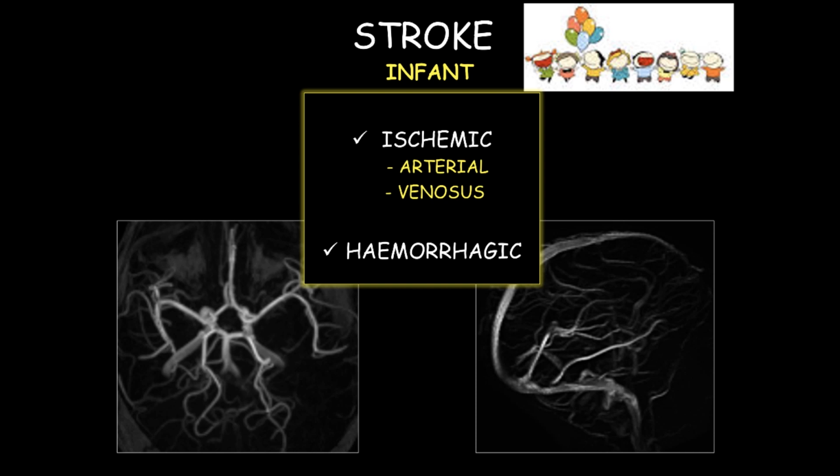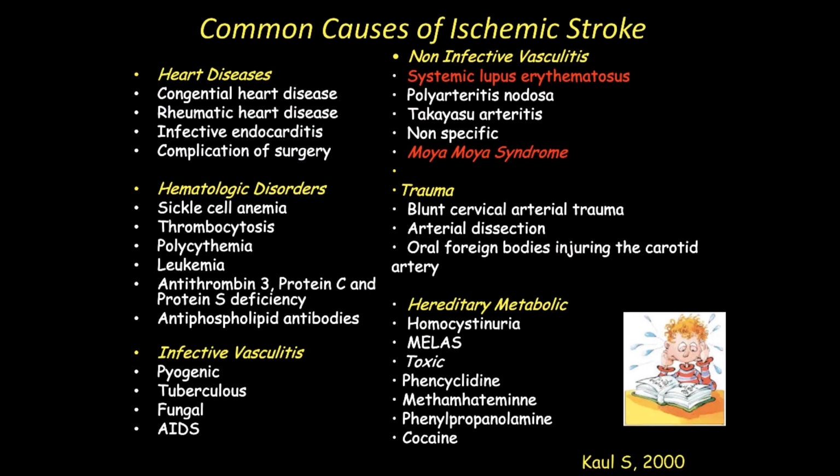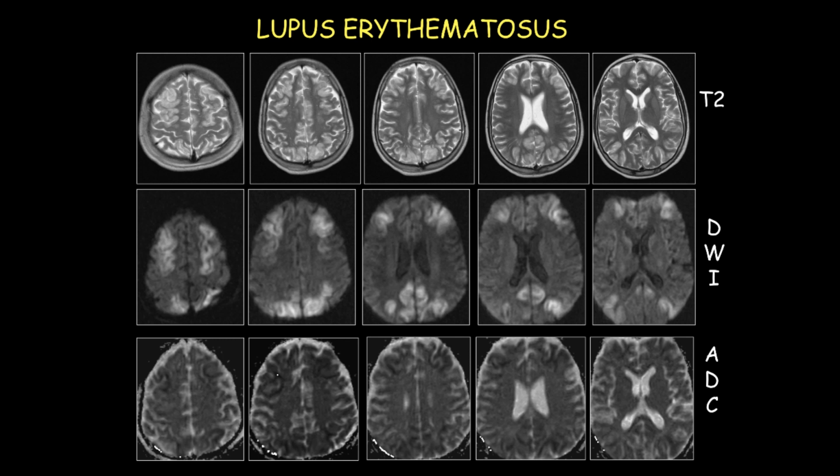Let's change the topic and let's speak about infant stroke. Let's start with ischemic infant stroke. There are thousands of different causes for ischemic stroke. These are the most common of all. I would divide all these causes in main groups like heart diseases, hematological disorders, vasculitis that may be infective or non-infective, trauma, and hereditary disorders and metabolic disorders. I will show some examples of this kind of ischemic stroke.